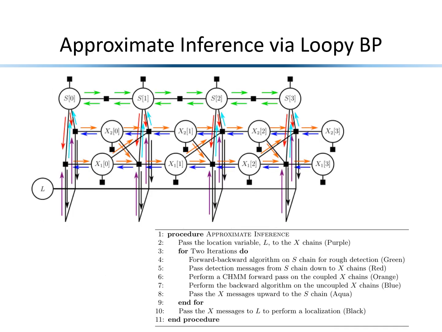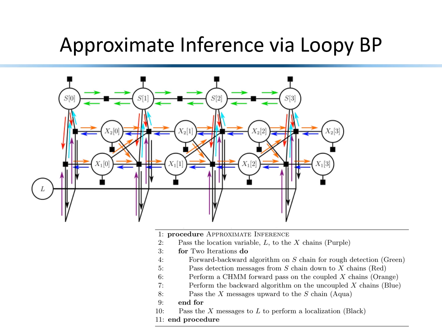Now, because of this 3-layer coupling, our inference procedure is a little bit more complicated. We actually use loopy belief propagation. Essentially, there are messages, or information flow, from the localization variable through the chains, through the meta chains. The pseudocode for our inference is shown on the slide.